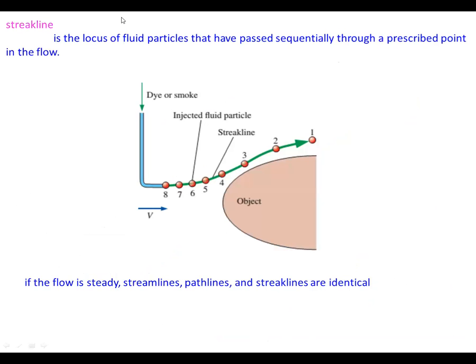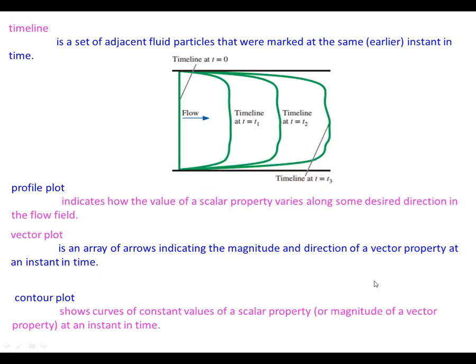The streakline is the locus of fluid particles that have passed sequentially through a prescribed point in the flow. Here the dye is injected and follows sequential points, forming a streakline. If the flow is steady, streamlines, path lines, and streaklines are identical.